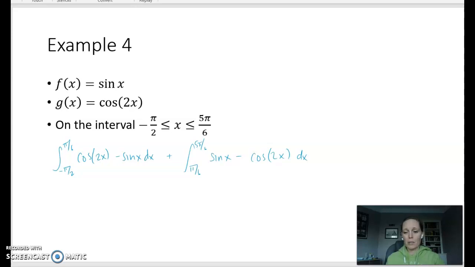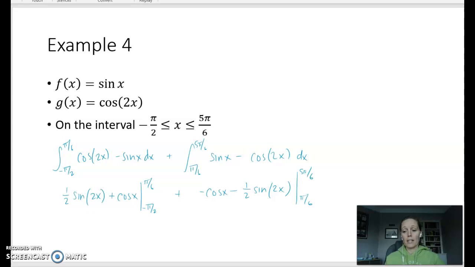Okay, from here, I'm going to do some integrating. This first one is a really basic u substitution, but you could go through the process of u substitution. It's going to give me 1/2 sine of 2x. And then when I anti-derive sine of x, I get plus cosine of x. This is going to be evaluated from negative pi over 2 to pi over 6. For this part here, sine of x is going to become negative cosine of x, and then negative cosine of 2x, when you anti-derive it, you get negative 1/2 sine of 2x. And this one is going to be evaluated from pi over 6 to 5 pi over 6.